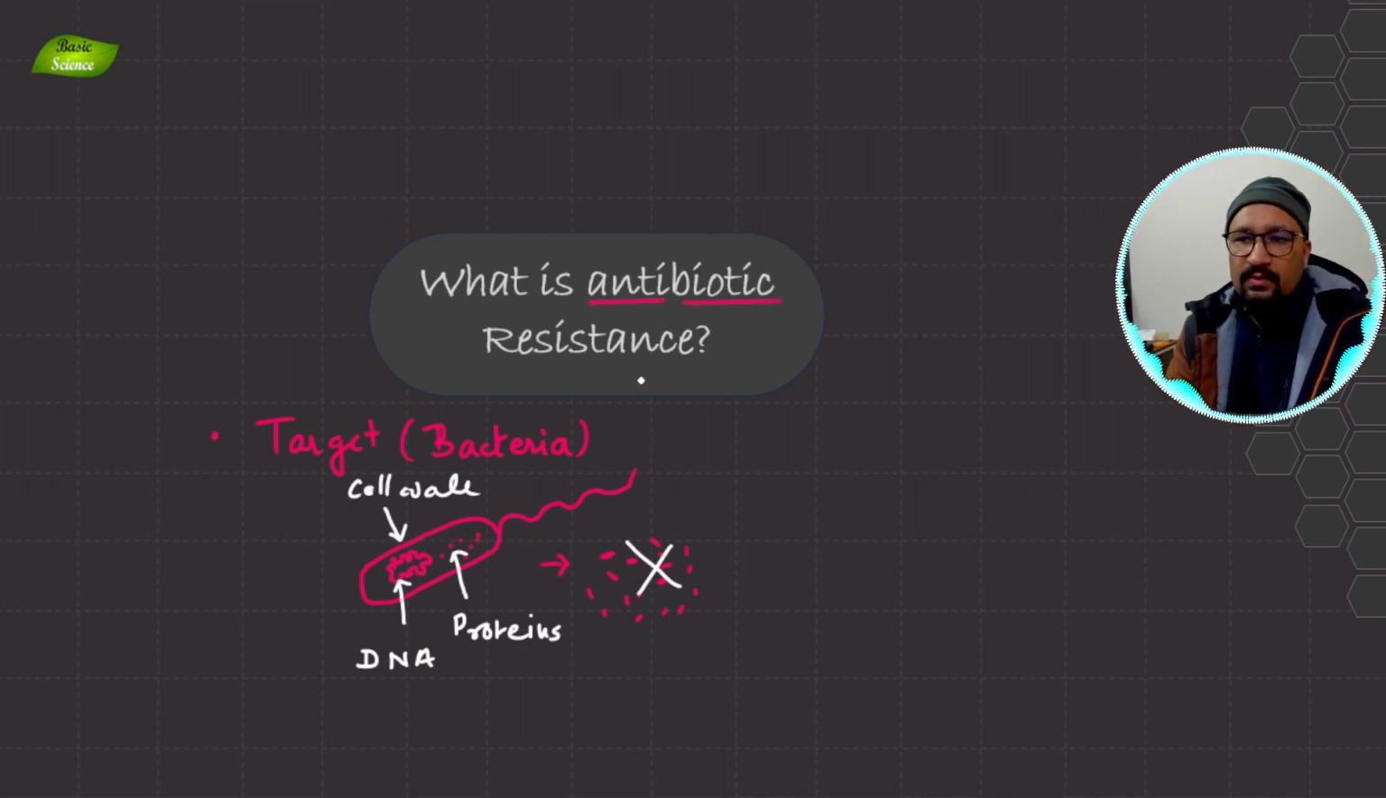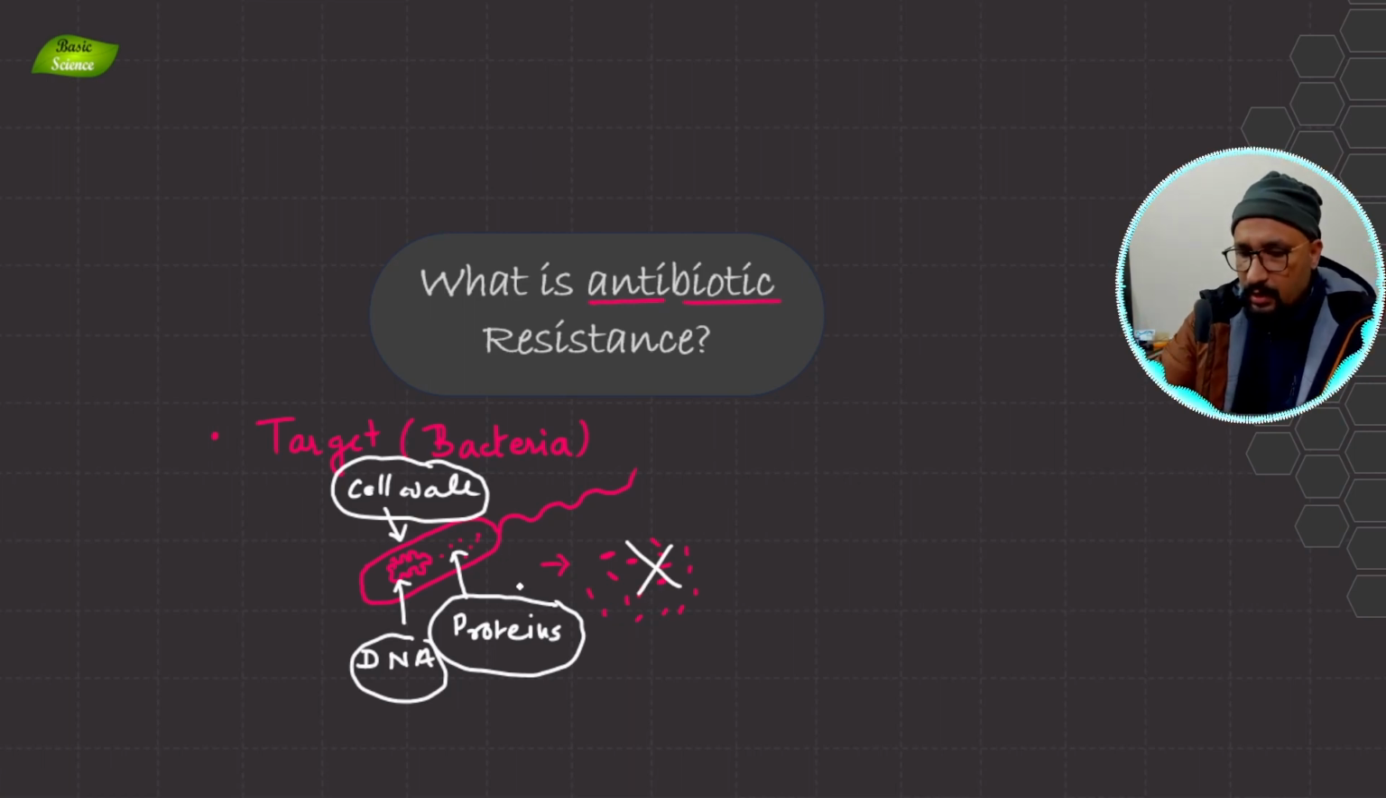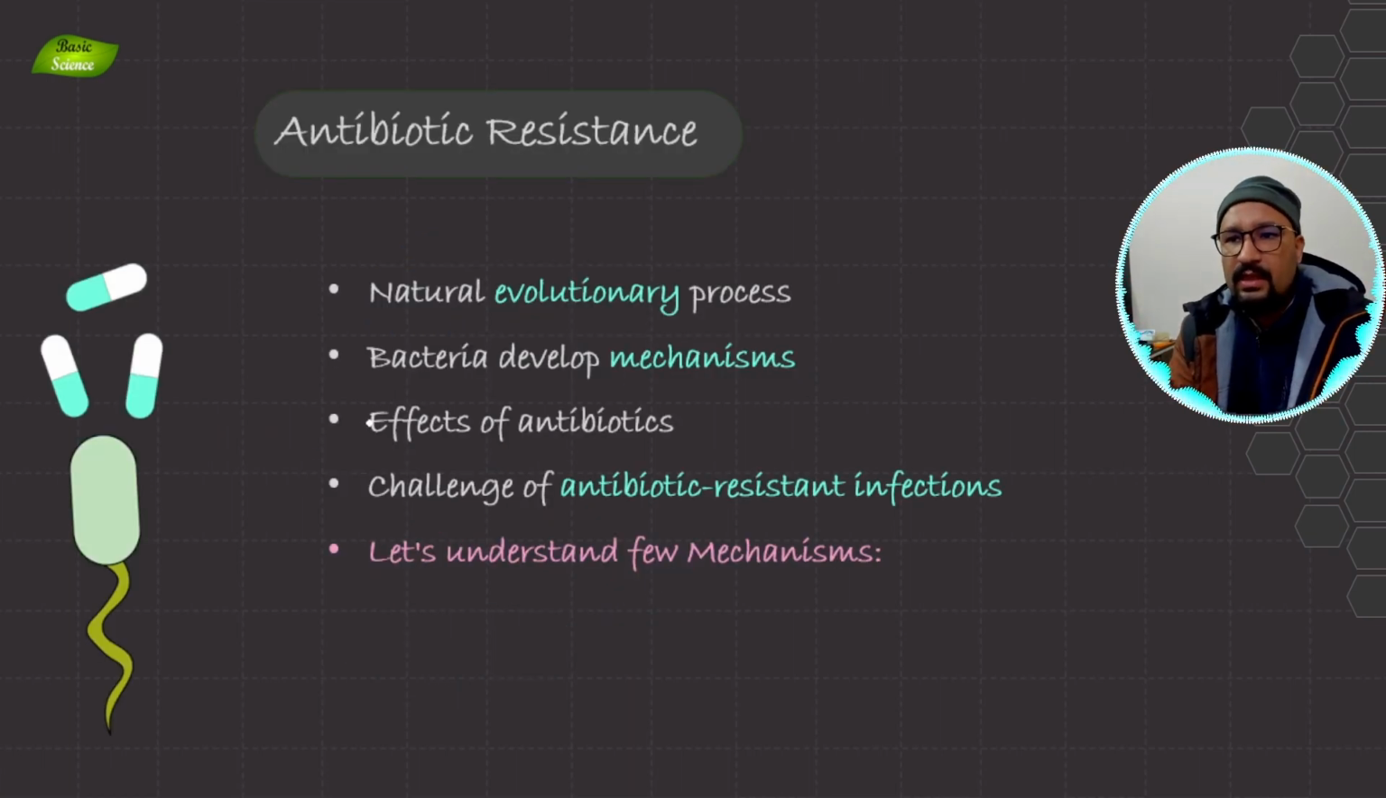And in antibiotic resistance, what happens is bacteria develop different strategies. Because of that, the antibiotic is no longer able to target proteins, DNA, as well as the cell wall. There will be a lot of different types of changes. And then the targets that were there for the antibiotics, now the antibiotics will not be able to target them. And how it happens, that is today's topic, right? Okay, let's move on to the main points about antibiotic resistance.